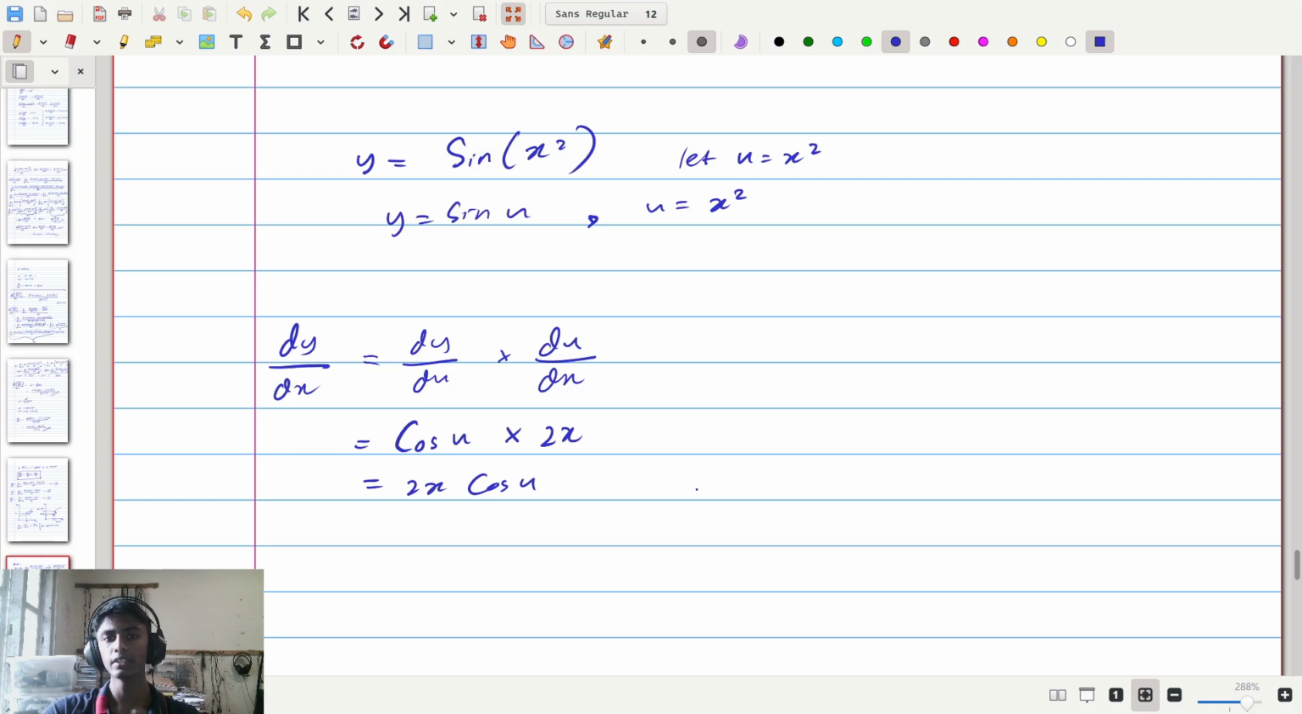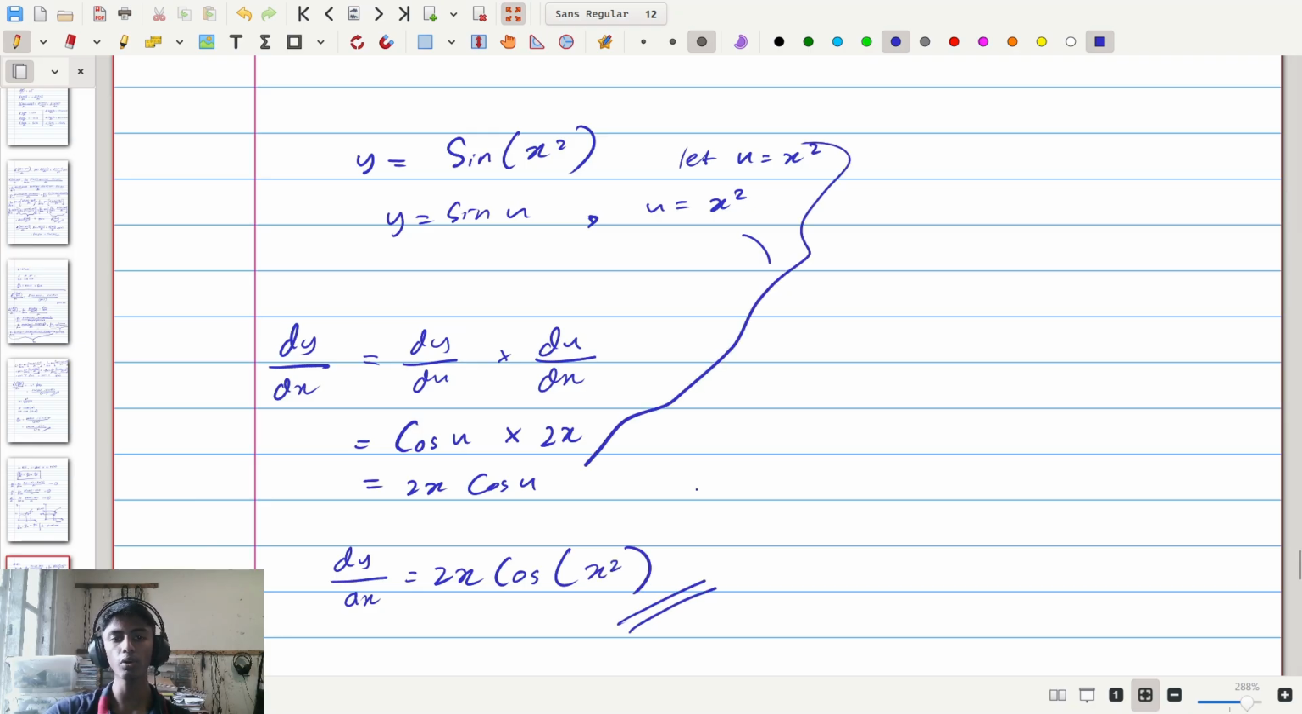However, here, u was only a placeholder variable. We do not want u in our final answer. So instead of u, we're going to substitute this value back in, which is x squared. So finally, our final answer is dy by dx is equal to 2x times the cosine of x squared. This is our final answer.